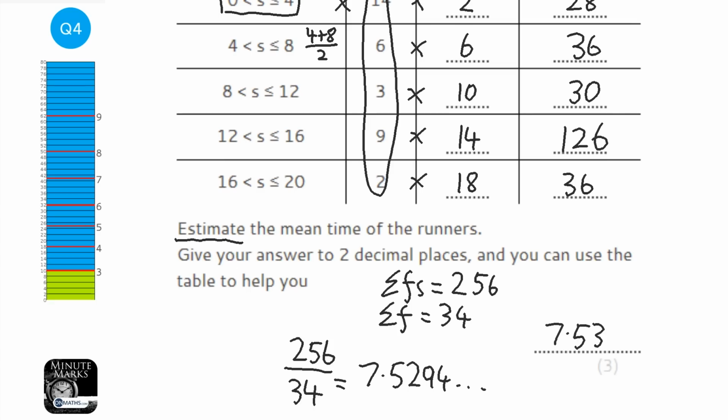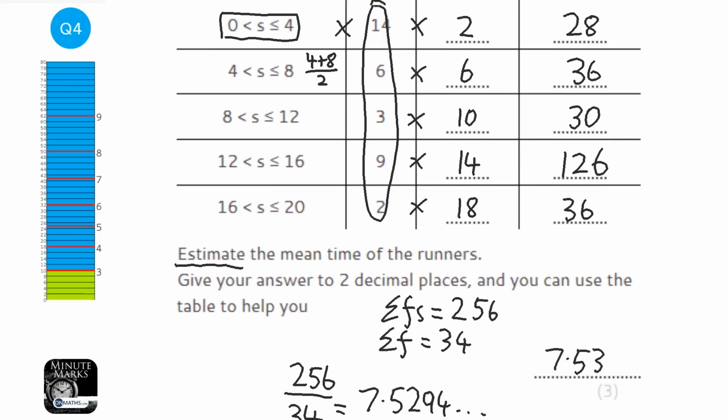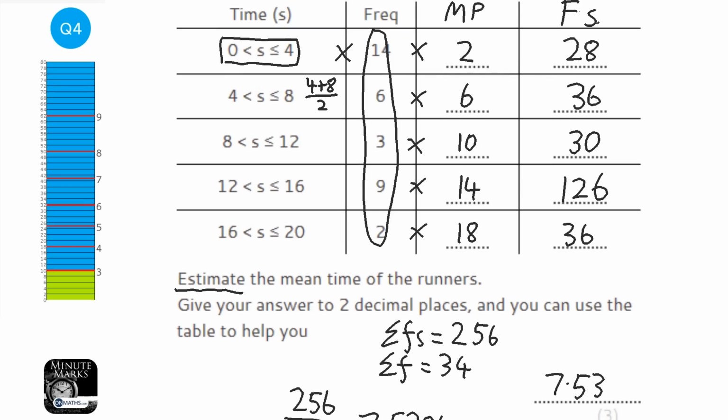7.53. Now the reason it's an estimate, as I've said before, is that we don't know that all the values in the first group are 2. We are estimating them to all be 2, even though we know that some of them will be 1, some of them will be 3, but chances are it will balance out that it's roughly going to be about 2 in that group and 6 in the next group and 10 in the group after. That's where the word estimate comes from. The method for doing this is how I've shown it here. I don't believe there's any other methods you can use for this.